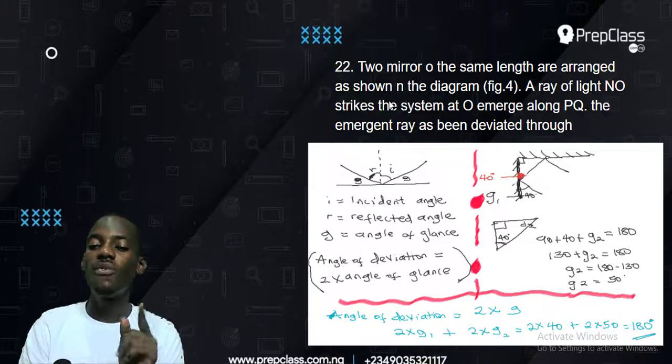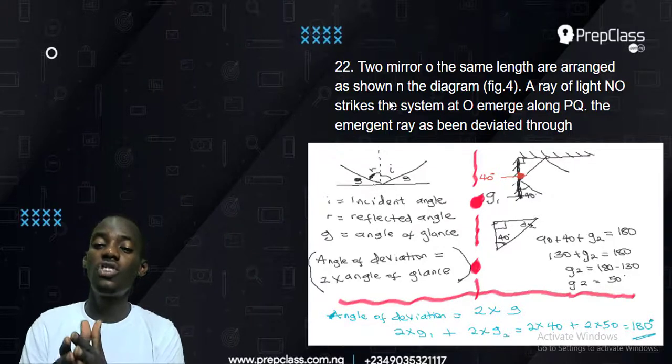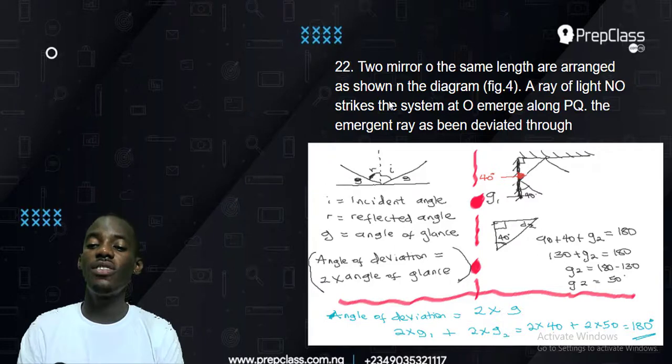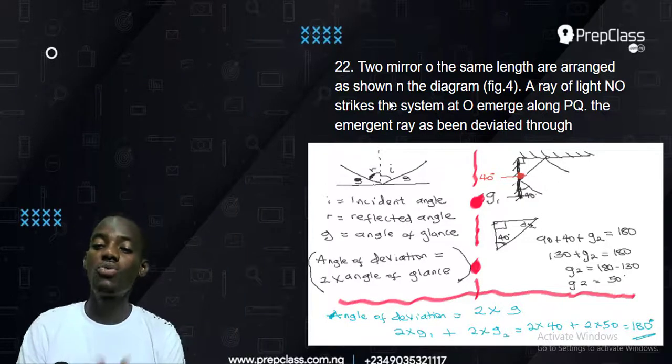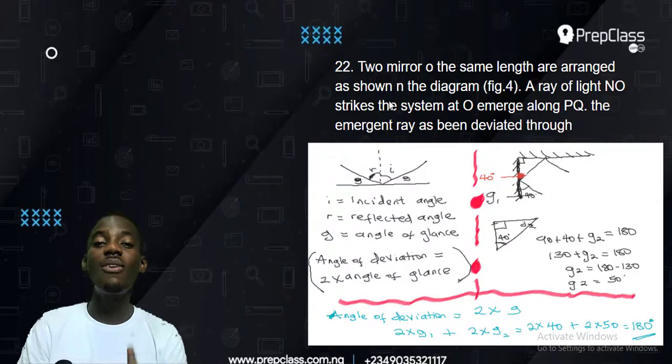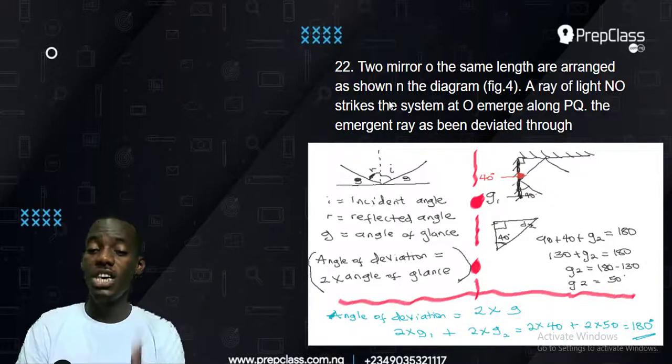So we have 90, 40, and to find G2, you know the sum of angles in a triangle is 180. So 90 plus 40 plus G2 equals 180. 90 and 40 is 130, plus G2 equals 180. So G2 is 180 minus 130, giving me G2 as 50. So the second angle of glance is 50, and the first angle of glance is 40.